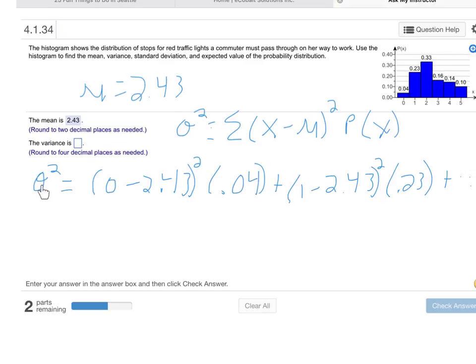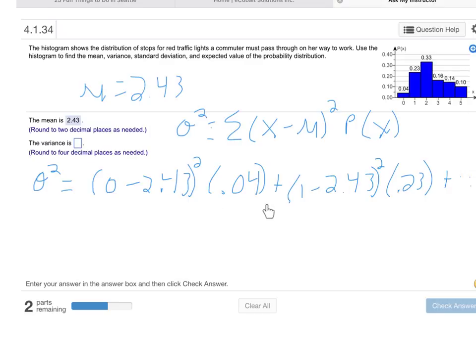So then the variance here, sigma squared, is going to be x minus mu. So the first one would be 0 minus the mean, 2.43, the quantity of that squared, times the probability, which is 0.04. And plus you do it again. X is 1 this time, so it'll be 1 minus the mean, 2.43, the quantity of that squared, times the probability, which is 2.23. And you just continue this for 2, 3, 4, and 5.